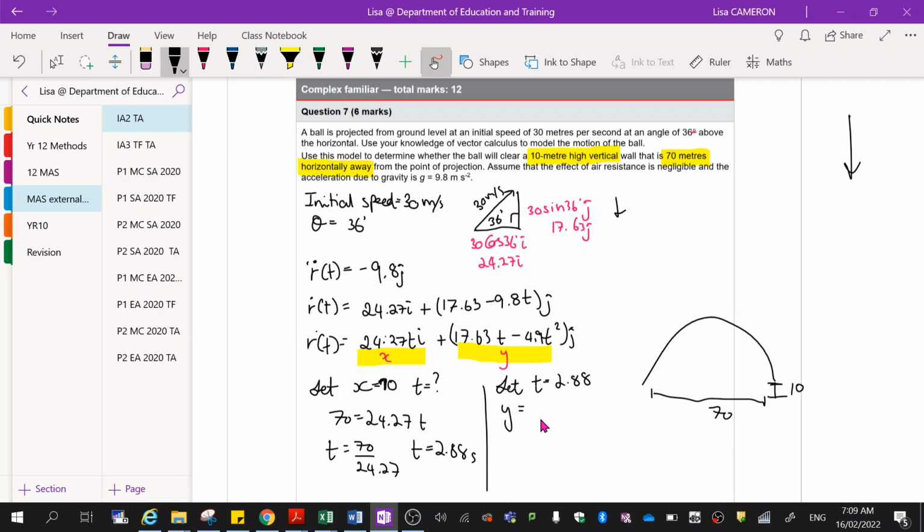So y equals 17.63 times 2.88 minus 4.9 times 2.88 squared. When you put that into your calculator, you end up with 10.13. Therefore, yes, this will make it over the wall, but only just. You're only going to clear it by about 13 centimetres, which is about a hand high. So it's not great clearance, you're going to be pretty close.